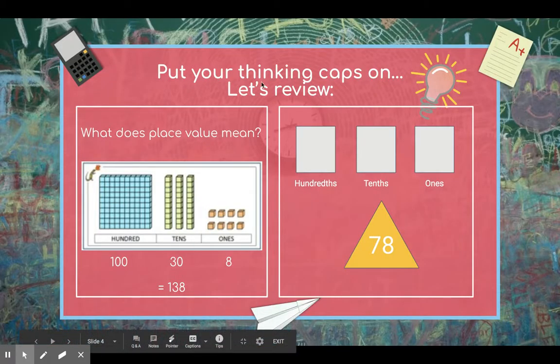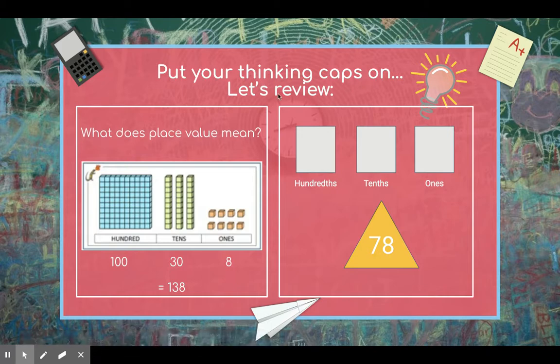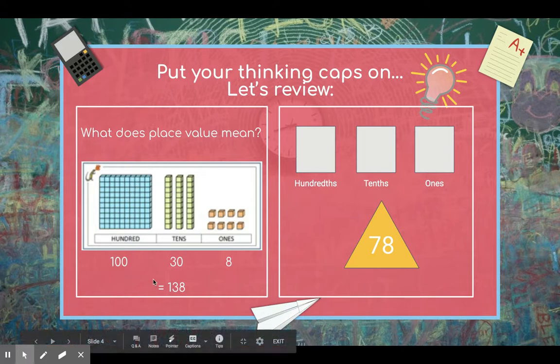But before we get started into the new lesson, we're going to put your thinking caps on and review what we should already know, okay? So place value. What does that mean? We should already know this. Place value is the position where a digit is in the number that determines its value.